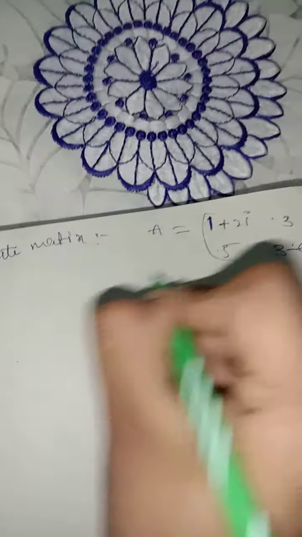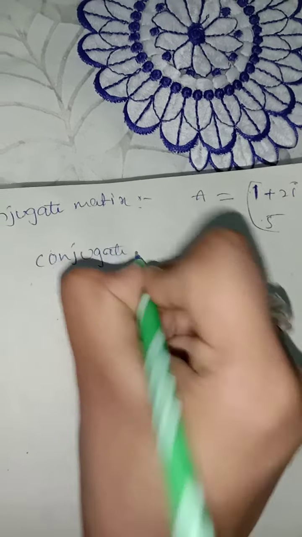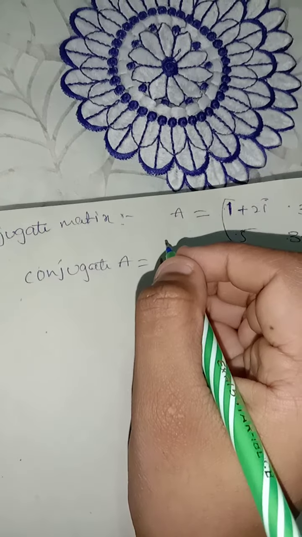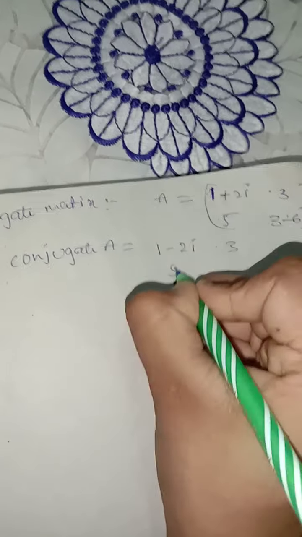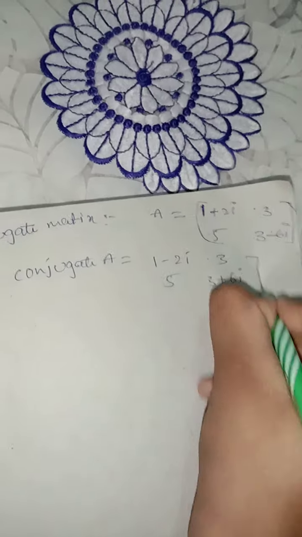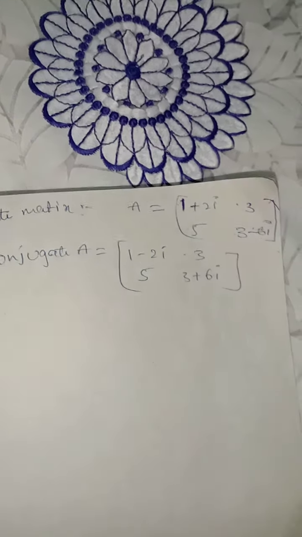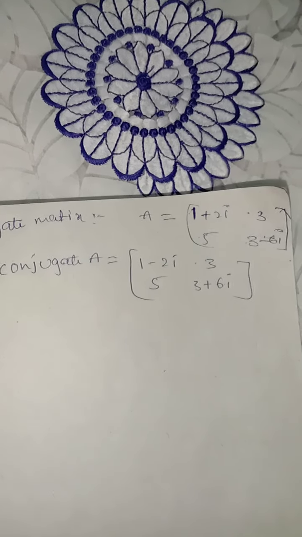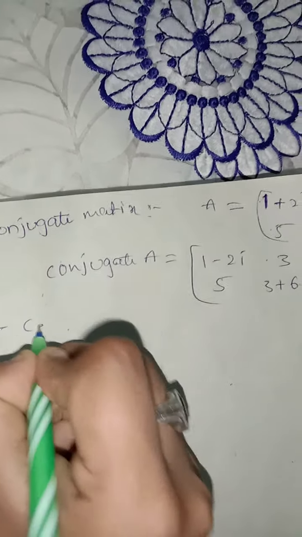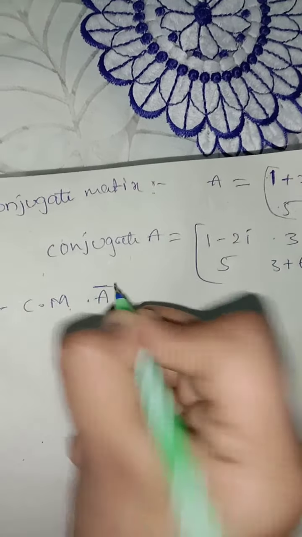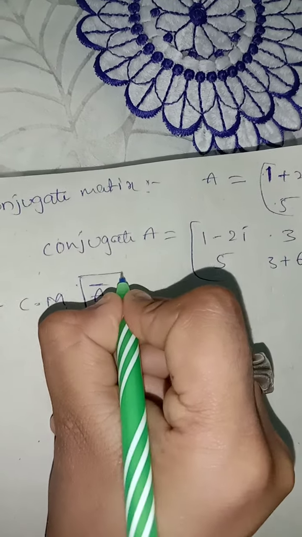Then what about the conjugate of a matrix? What will be the conjugate of A? That is nothing but 1 minus 2i, 3, 5, 3 plus 6i. This is the conjugate of this matrix. Then how can you represent the conjugate of a matrix? The conjugate of a matrix is represented as A bar. It is represented like this.